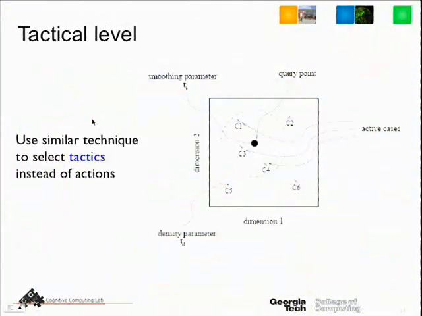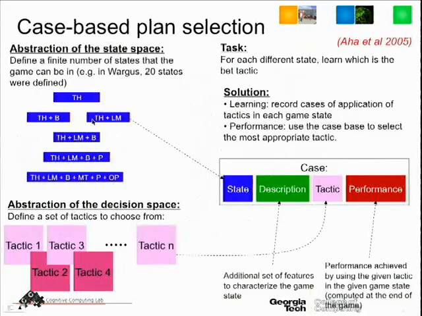So that's at the lowest level. At a tactical level, we can use a similar technique to select tactics rather than just actions. Here are a couple of examples from other researchers who are doing this. This is David Aha's work at the Naval Research Lab. You have a description of the state space, a set of tactics available to the system, and the system remembers these cases, which are essentially tuples of a state description, a tactic that was performed, and what actually happened. The system can use this to learn which tactics to select in which situation.